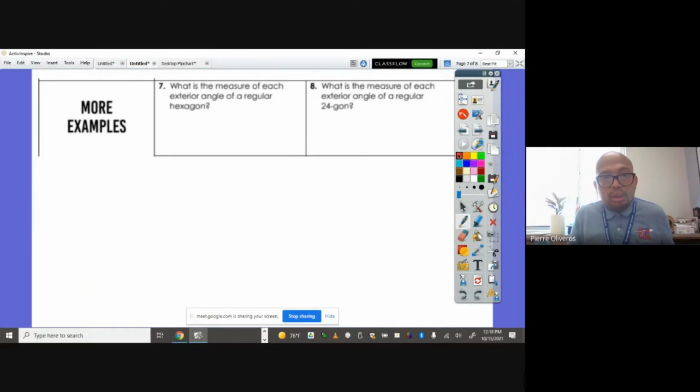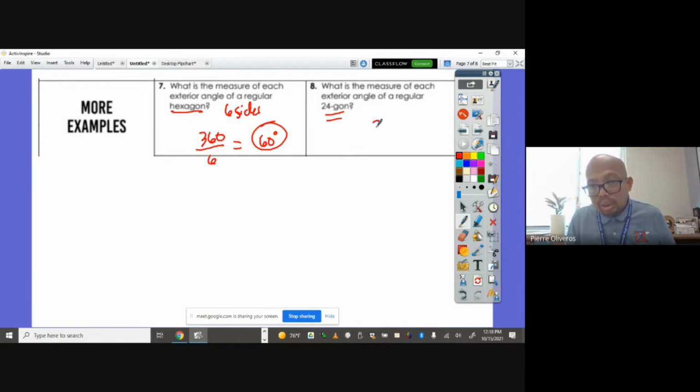Okay, let's try this one here. What is the measure of each exterior angle of a regular hexagon? So we know a hexagon has 6 sides. So therefore, 360 divided by 6 will give us, obviously, 60. So each of them will be 60 degrees. If we have a 24-gon, what is the measure of each exterior angle of a regular 24-gon? So 360 divided by 24 will give us 15 degrees each.